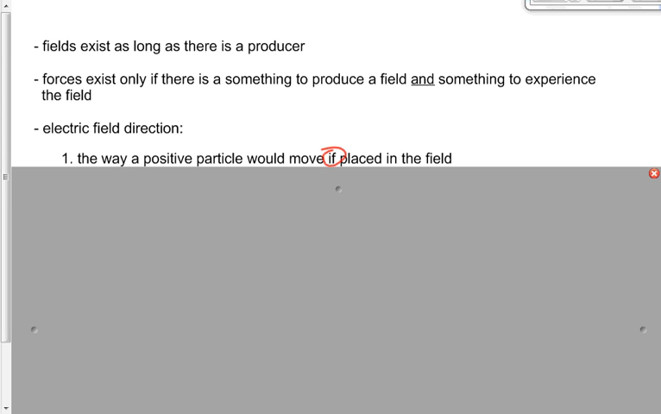For instance, here's a positive producer right here. Here's the shape of the field that surrounds that positive producer. If I was to put a positive charge in that field, which way would it go? Now, I'm not saying I need to put it there, but if I was to put it there, which way would it go? Away from it. So the electric field goes away from the producer. Away from this producer, at least.